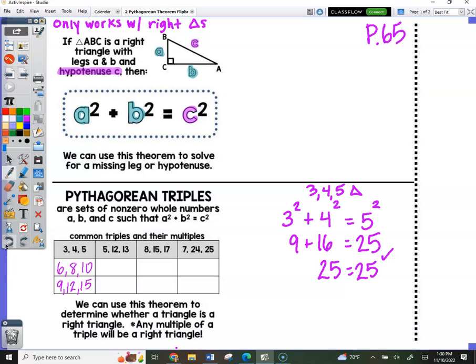You're filling in the chart. Don't look up here until you're done.